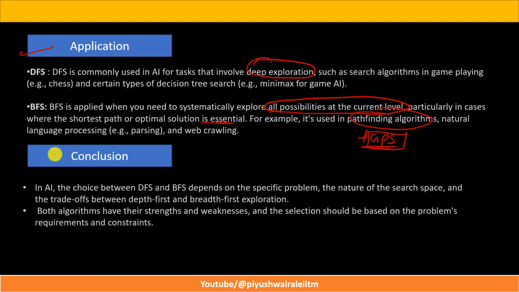Now, what's the conclusion? In artificial intelligence, the choice between DFS and BFS depends on the specific problem, the nature of the search space, and the trade-off between depth-first and breadth-first search exploration. So it depends on the case and the specific problem we have. Both algorithms have strengths and weaknesses, and selection should be based on the problem's requirements and constraints. So that's it from this particular lecture.